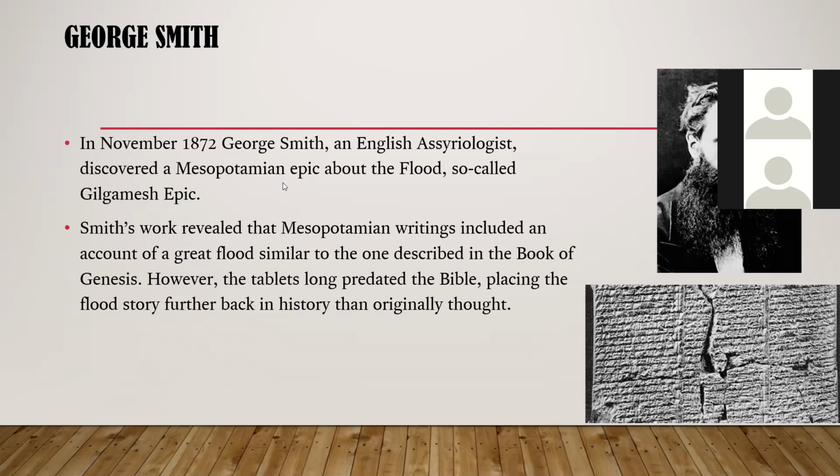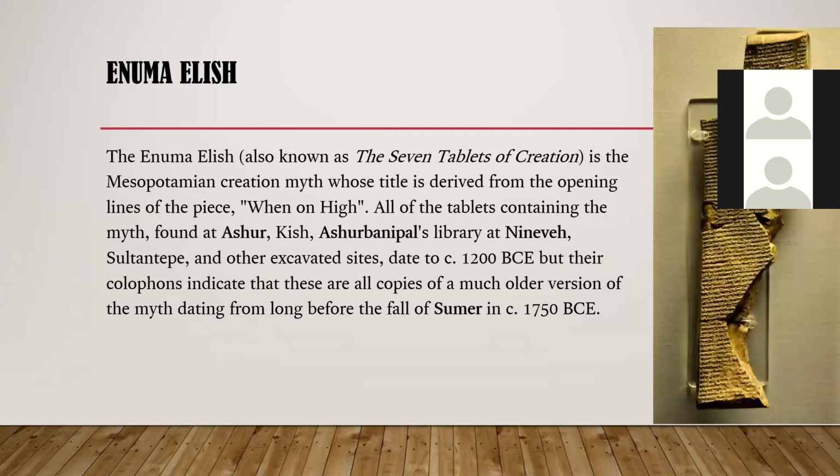Okay, Prof. Thank you. So Enuma Elish. You are right, you already gave this information. This is also known as the Seven Tablets of Creation, the Mesopotamian creation myth, whose title is derived from the opening lines, "when on high." By the way, it's very interesting in the continuation of "when on high," what happened? All of the tablets containing the myth were found in Ashur, Kish, Ashurbanipal's library at Nineveh, and other places, and they are dated quite long ago, probably about the 18th century BC.